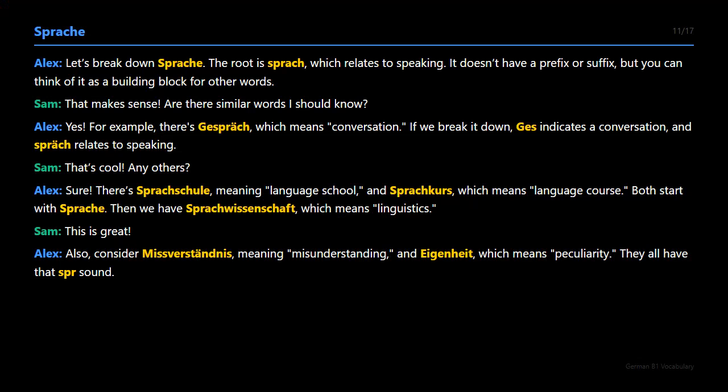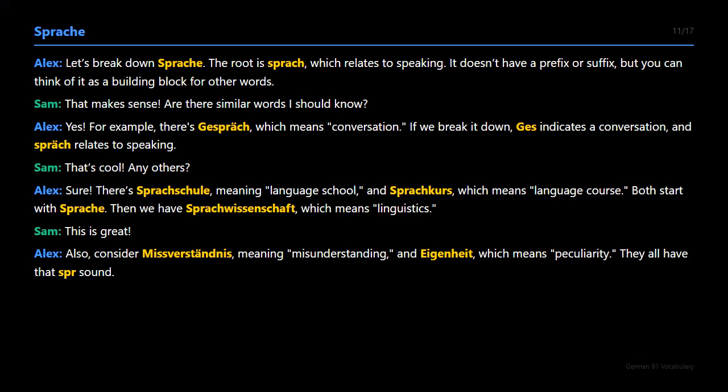Yes. For example, there's Gespräch, which means conversation. If we break it down, ge indicates a conversation, and sprech relates to speaking. That's cool. Any others? Sure. There's Sprachschule, meaning language school, and Sprachkurs, which means language course.